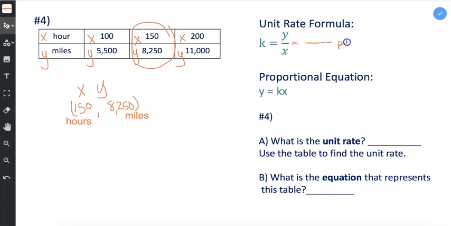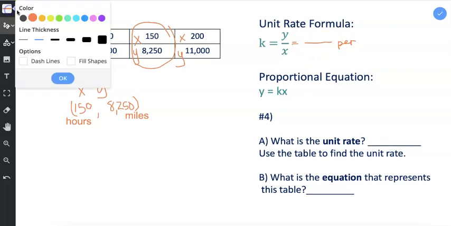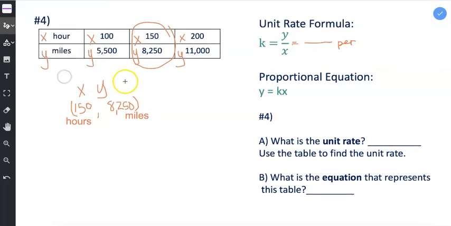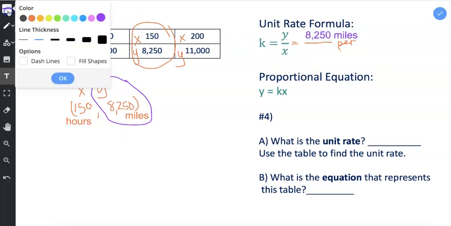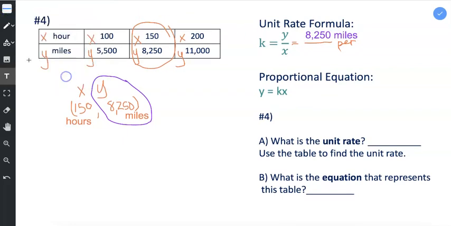I'm going to write the word per connected to the fraction bar, and then I'll grab another color. I'll start by filling in the y. The y value is 8,250 miles. And then I'll grab another color. And the x value is 150 hours. So for x, I type in 150 hours.